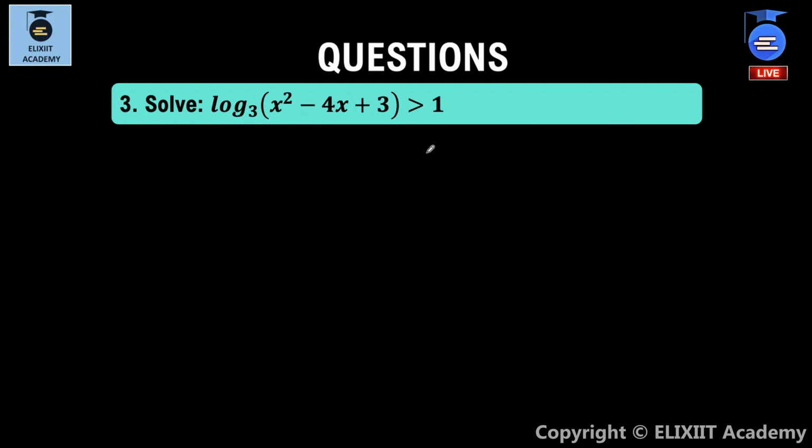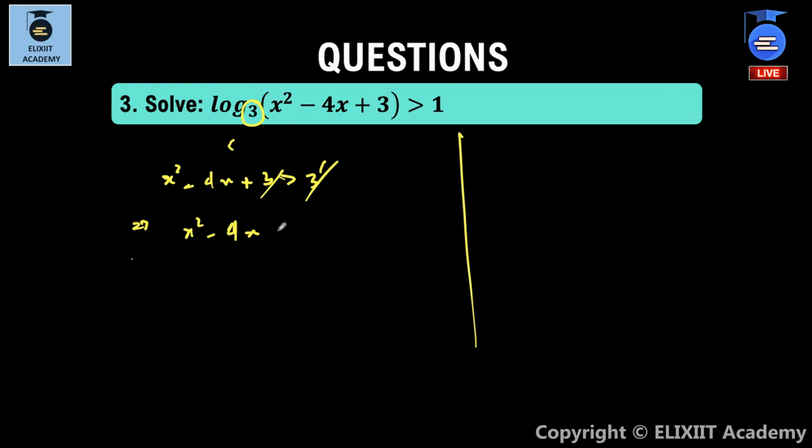Log of x square minus 4x plus 3 base 3 is more than 1. What is the meaning of this? First of all, observation: 3 is more than 1. So this means x square minus 4x plus 3 is greater than 3 to the power 1. Step by step we are going, and we are also going to check the domain. So 3 and 3 cancel out over here, and basically we have x square minus 4x is greater than 0.